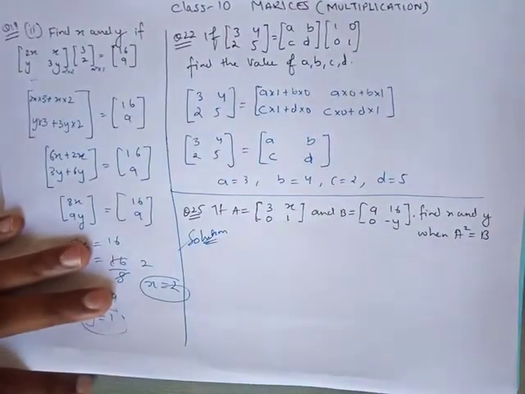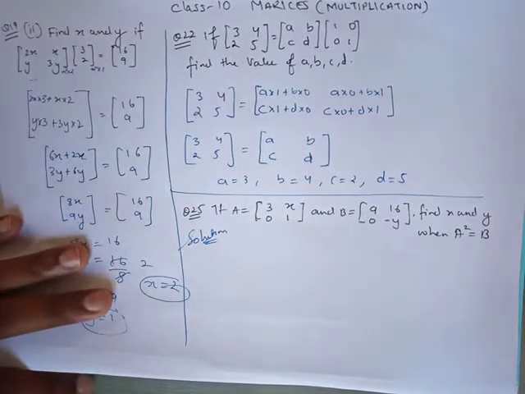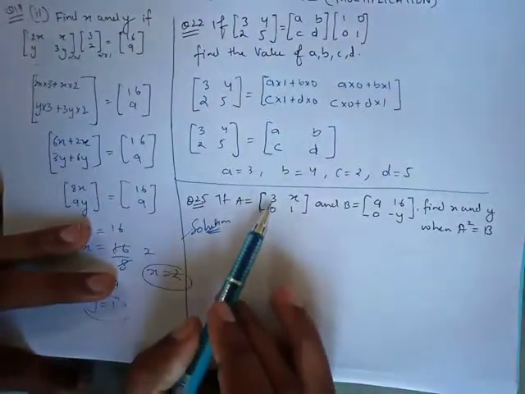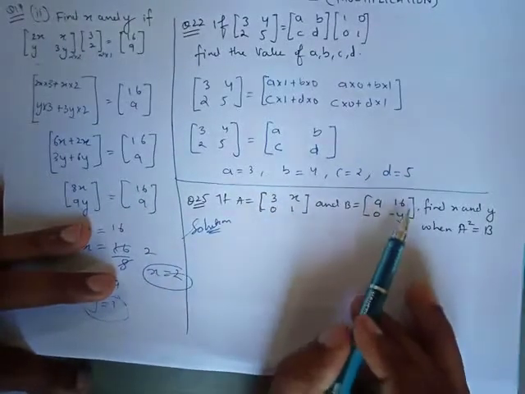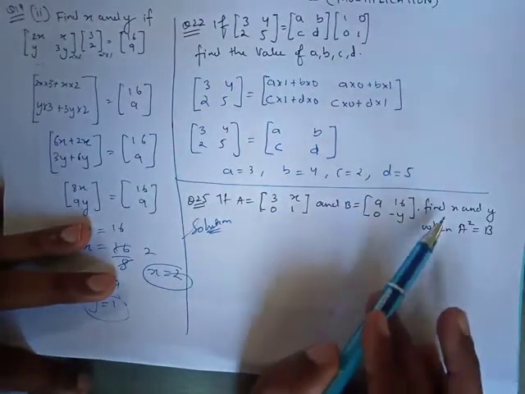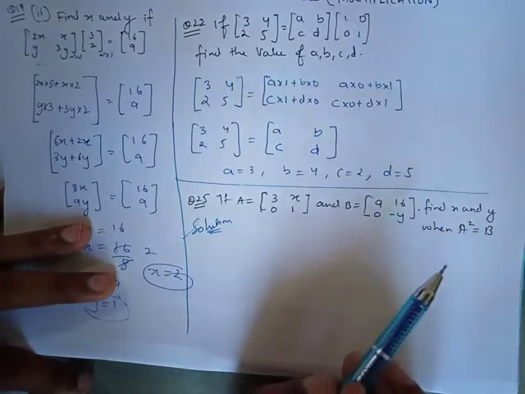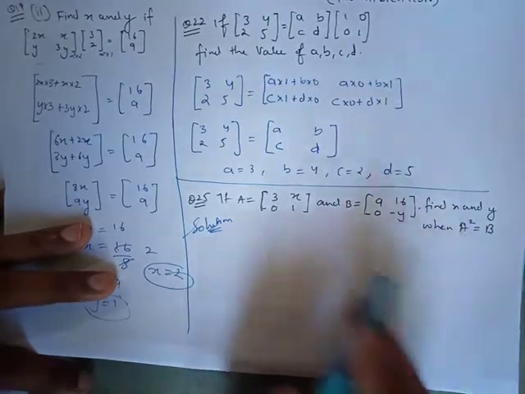So we can do question number 25 also, and I can help you in this question. Okay, so A says 3, x, 0, 1 and B is 9, 16, 0, minus y. Find x and y when a square equals to b. So what I'm gonna do, I'm gonna find a square.